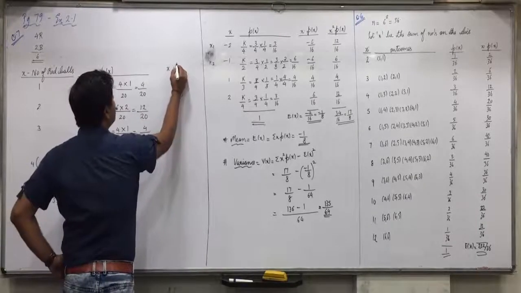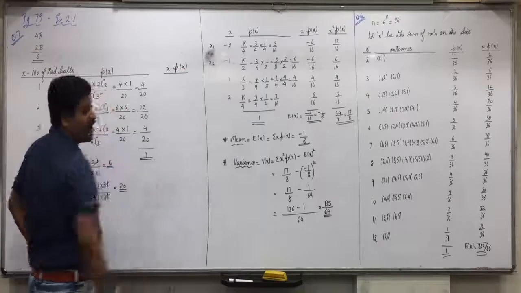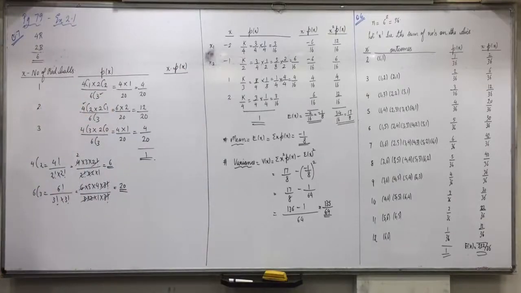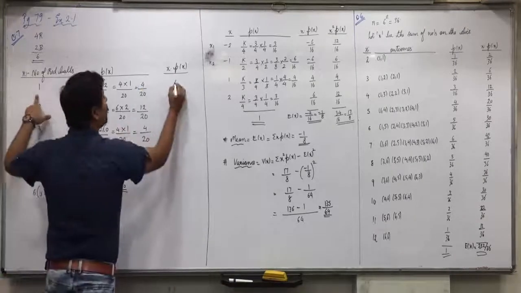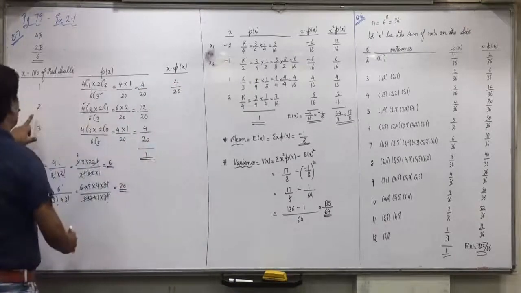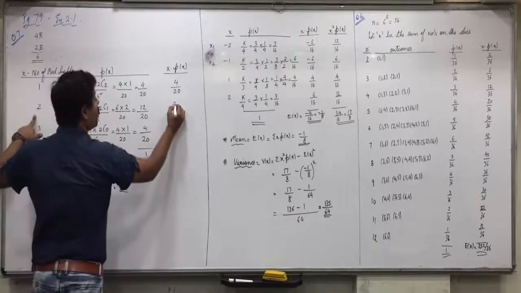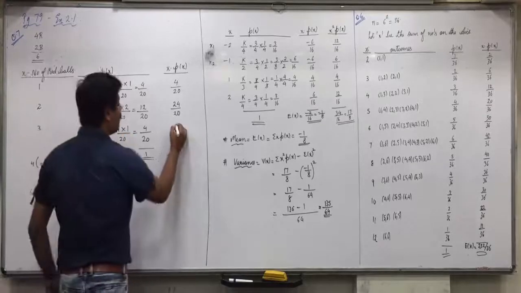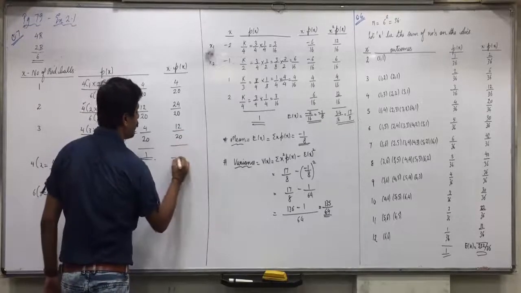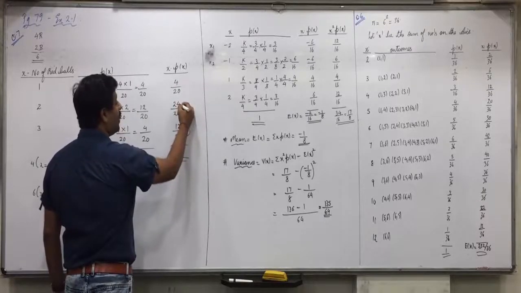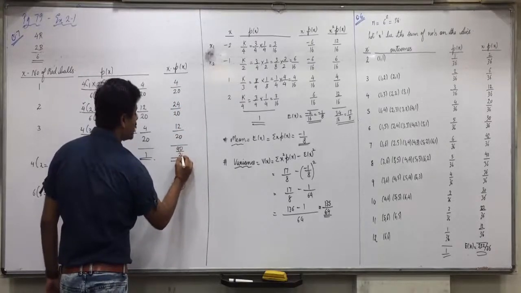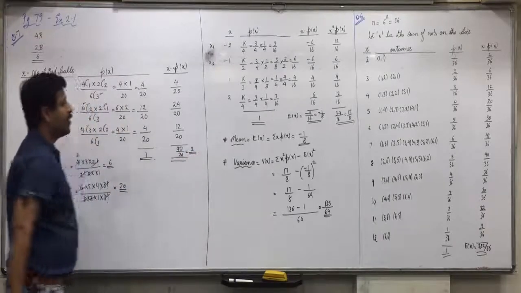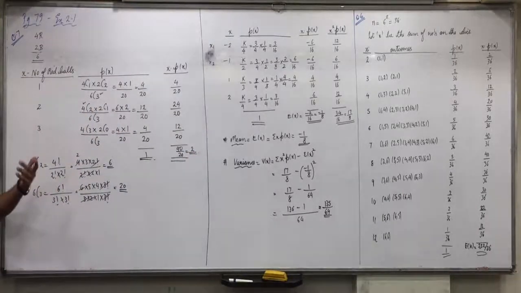Now we require X into Px for the expected number. Be attentive. X into Px, so 1 into 4 by 20, 4 by 20. 2 into 12 by 20, 24 by 20. 3 into 4 by 20, 12 by 20. 4 plus 24, 28 plus 12, 40 by 20, that is 2. That itself is the expected number. So we just have to write it once again.